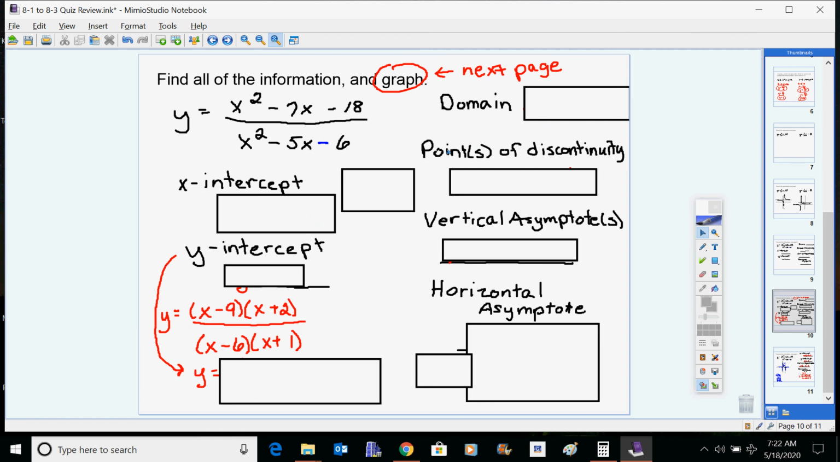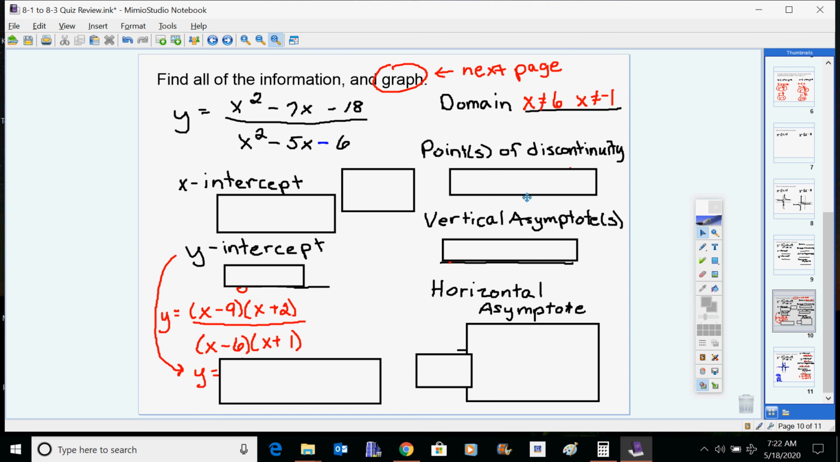First of all, the domain. You look at your x values for that. Start off with thinking in your mind that x can be anything, and then look for the exceptions. x can be anything except it can't be 6 and it can't be negative 1, because those will give you zeros in the denominator.